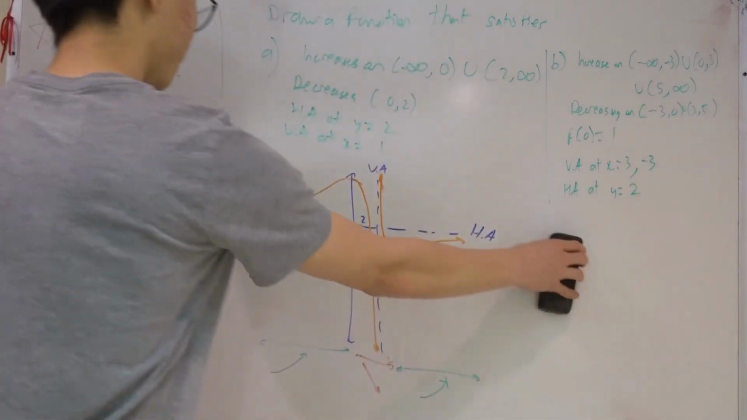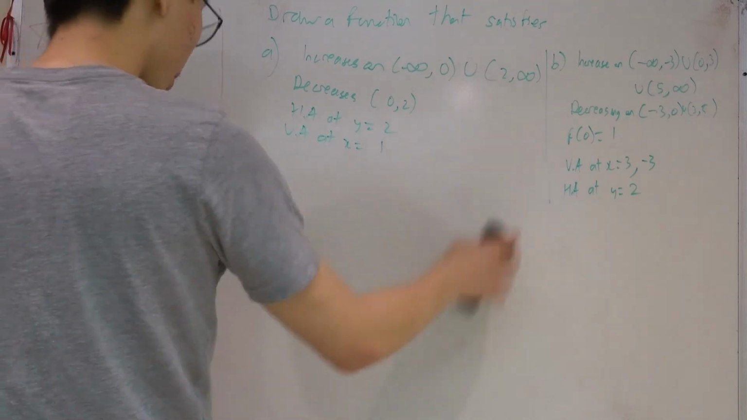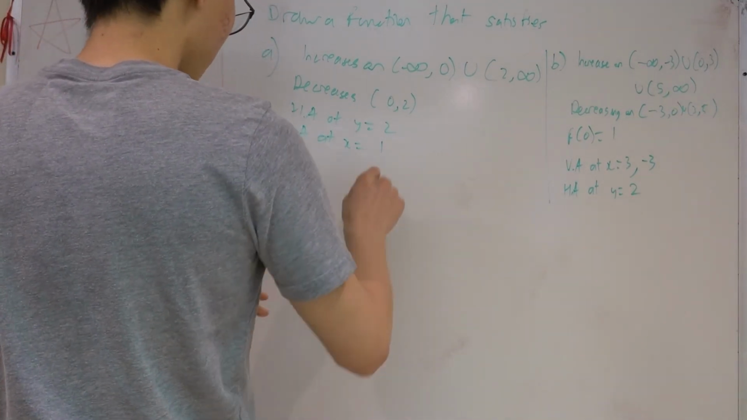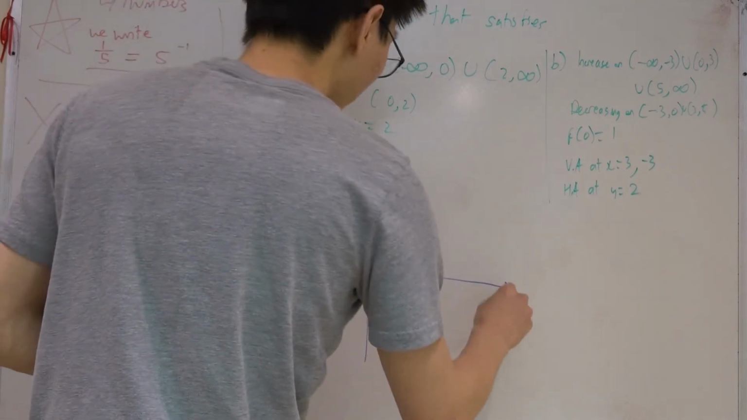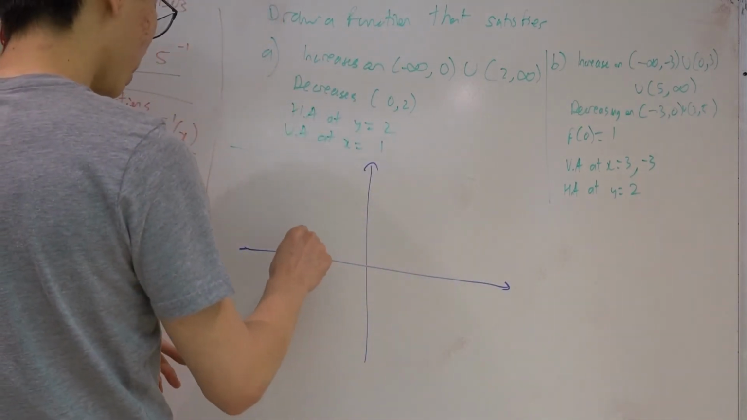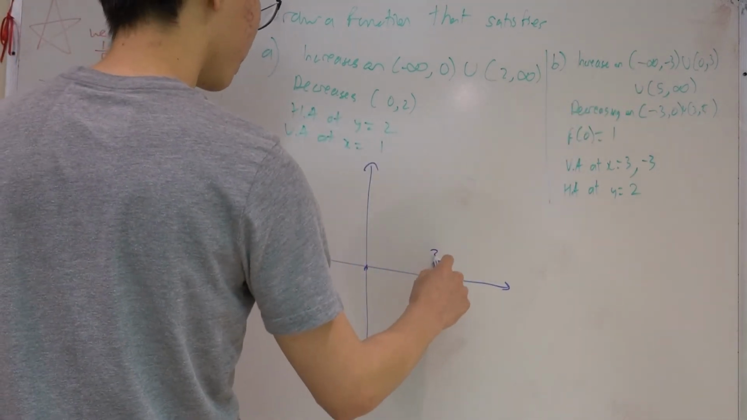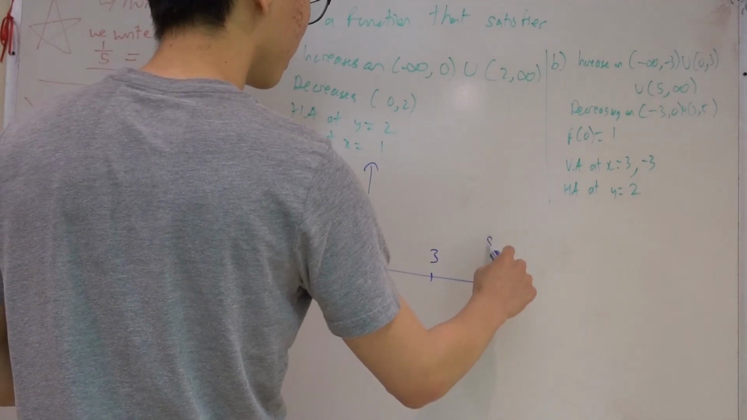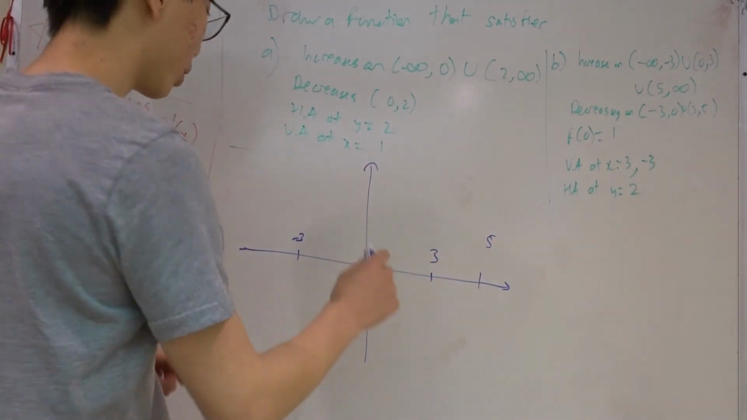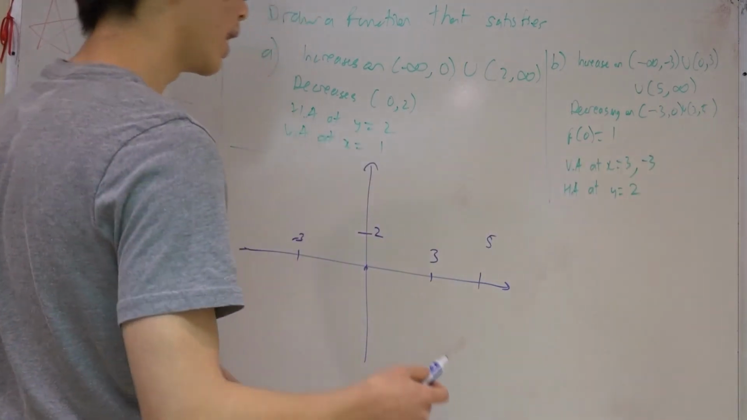Next example, and this one you can try on your own. Okay, this is tough. There's just a lot to take in here. So I'm going to make a big graph, label my points -3, 0, 3, 5, and I have a horizontal asymptote at y equals 2, vertical asymptotes at 3 and -3.